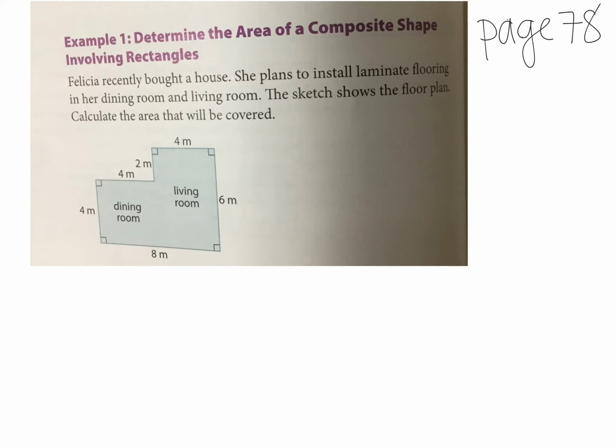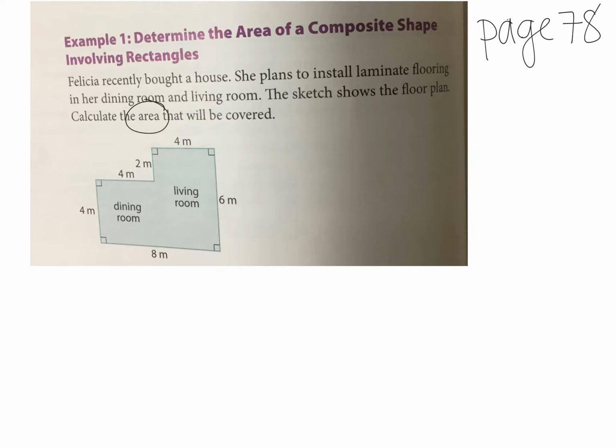So we're given dimensions of her living room and her dining room. This sketch is her floor plan. We need to calculate the area that will be covered. What is area? Area is inside. It's the total amount of space inside an object. Perimeter was outside. Now we're looking at inside the object, okay?